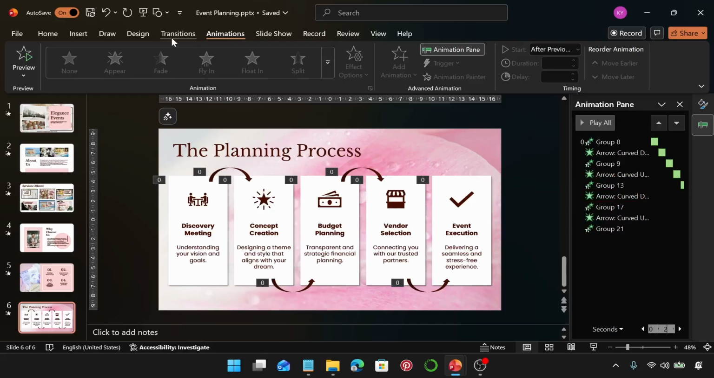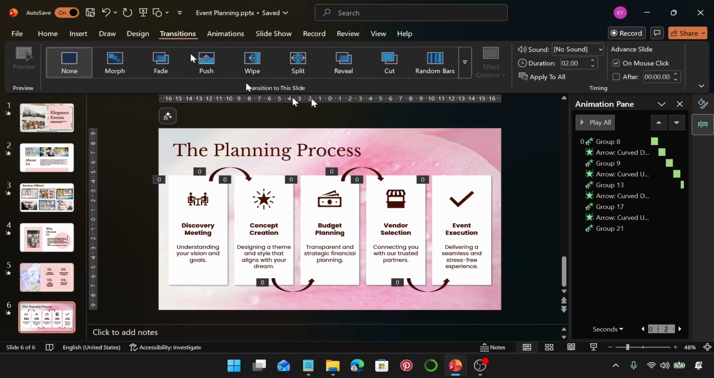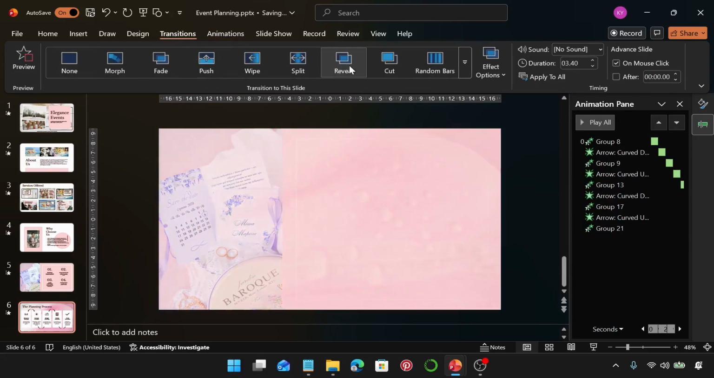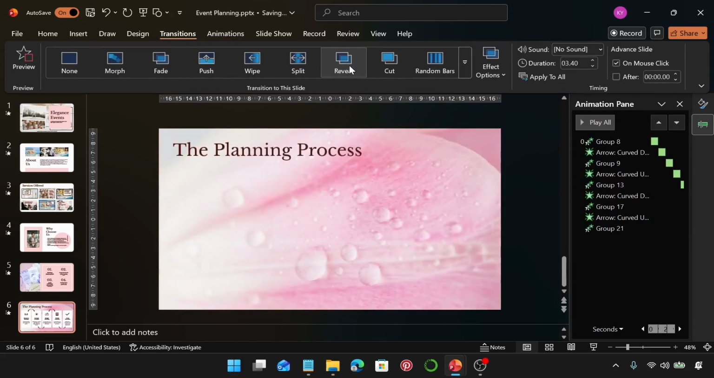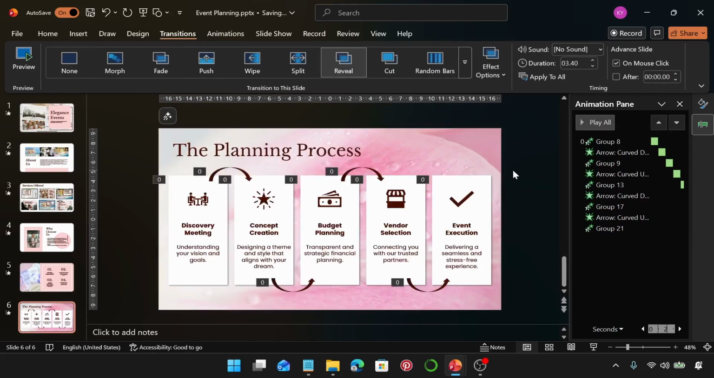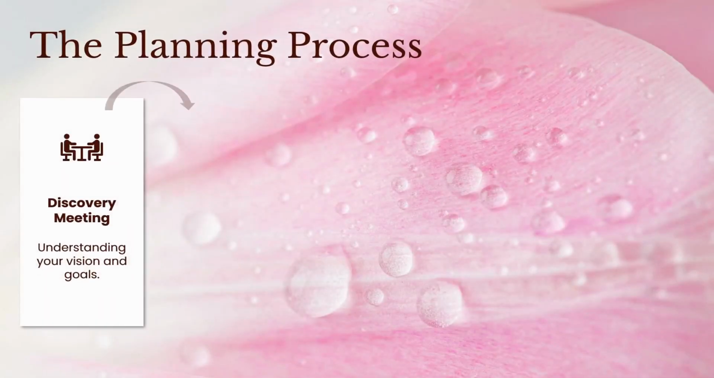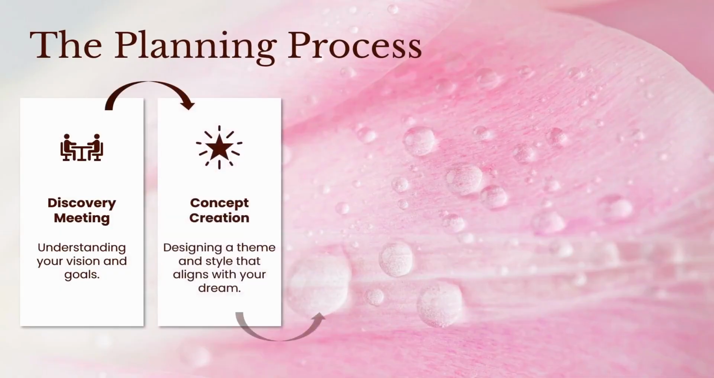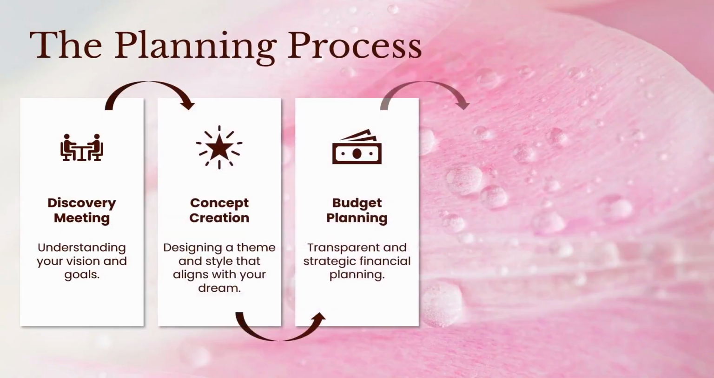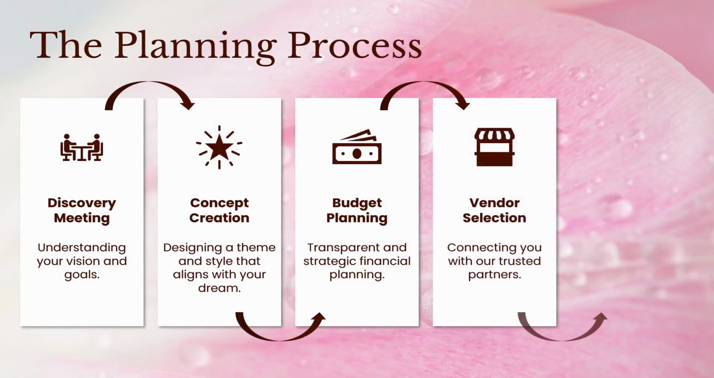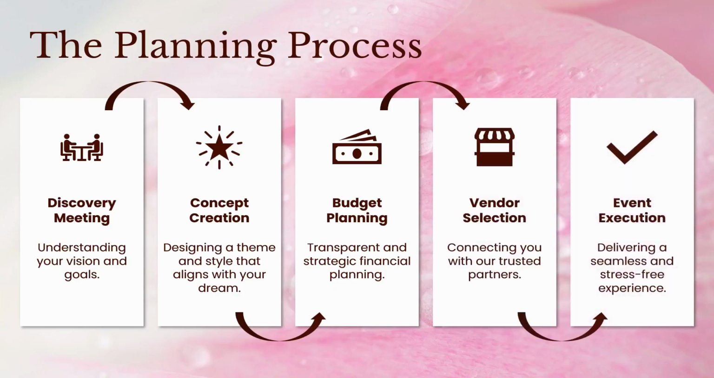Let's now add our transition. The transition for this entire template is the reveal, so we're going to use the reveal transition. Okay, so now let's open our slideshow to see what this slide looks like. I'm going to start the slideshow, and we're going to have our text, card, arrow, card, arrow, card, arrow, thereabouts. Anyway, that is it for the planning process slide.